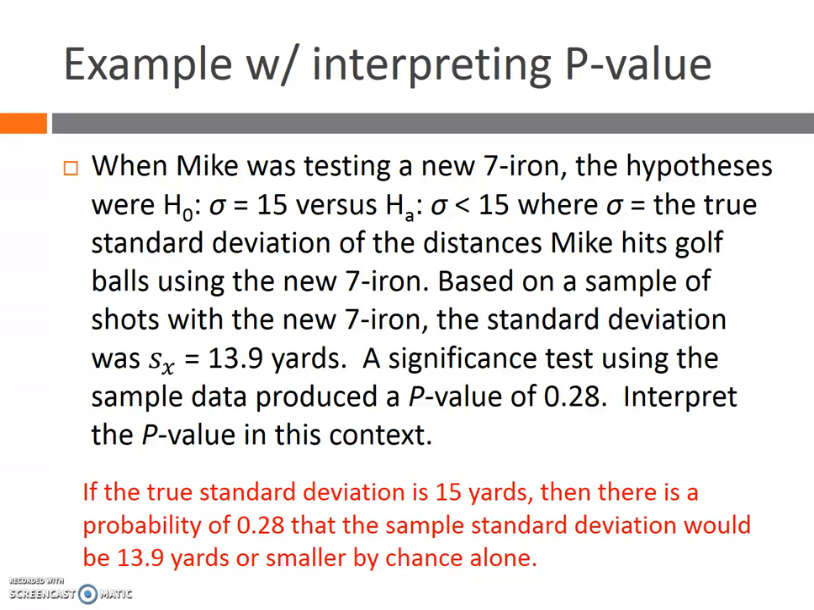So p-value is the chance that this would happen, or smaller, if we're assuming that our null is true.